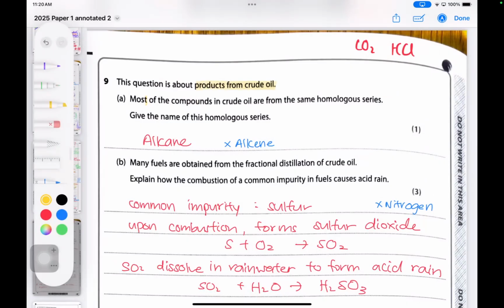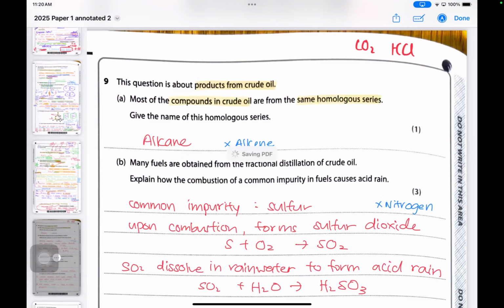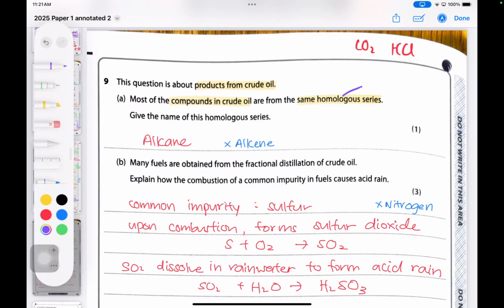oil. They say most of the compounds of crude oil belong to the same homologous series. If this is the first time you see this word, you can simplify it by thinking of it as family. In IGCSE organic, we have 4 families. The first family here is alkane. The other 3 are: alkene, alcohol, and the 4th one is carboxylic acid.